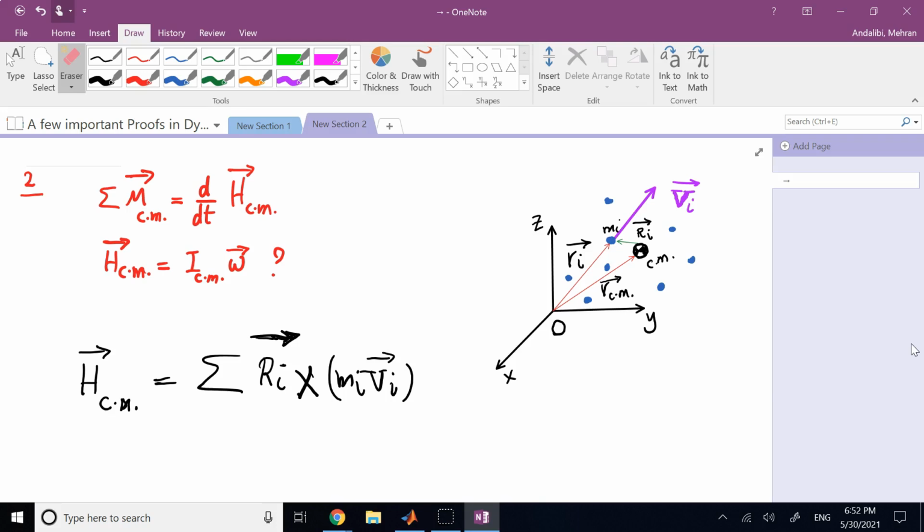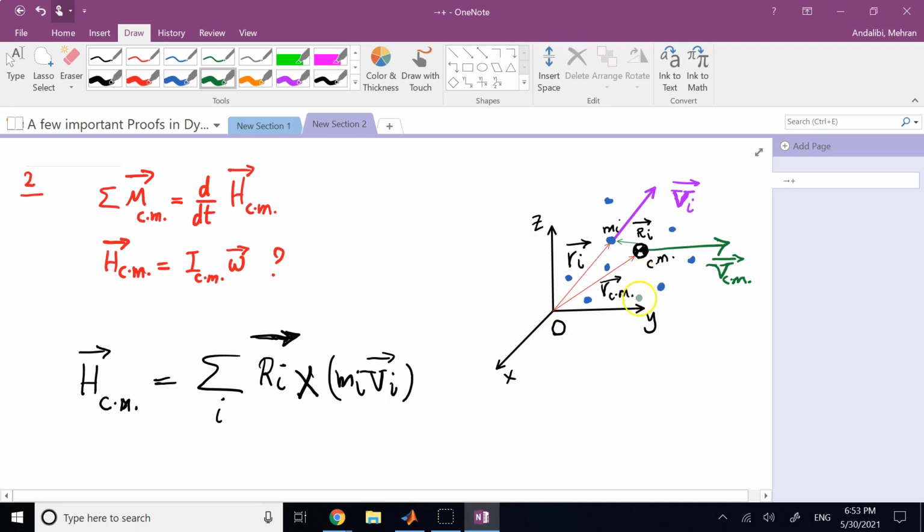Good. Now, how can I convert that to I times omega? Well, let's expand this and see what we get. How do I expand it? This time, I expand this velocity of the ith particle. I try to connect it to the velocity of what? The centroid. So this velocity of the ith particle, and if I have a separate velocity here for the centroid, like this, for example, how can I relate the velocity of 2 points on a rigid body?